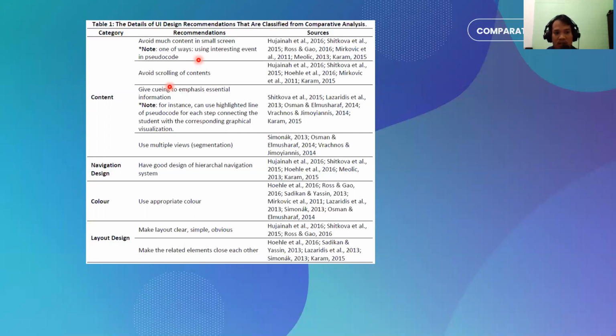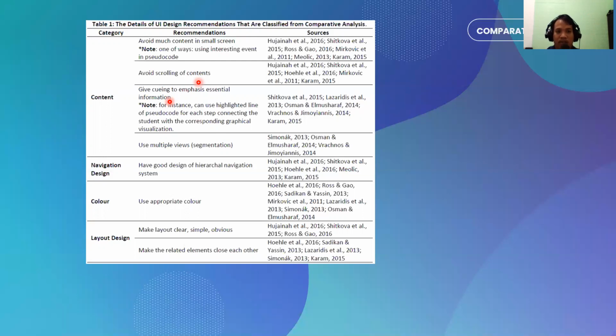So the second content recommendation is to avoid scrolling of content. We have to avoid scrolling when you are using the smartphone, because it's not going to be nice for our eyes, because it will divert our attention based on the study.